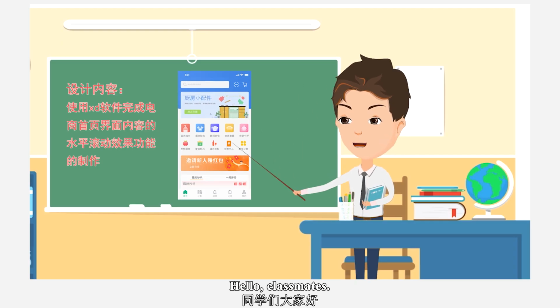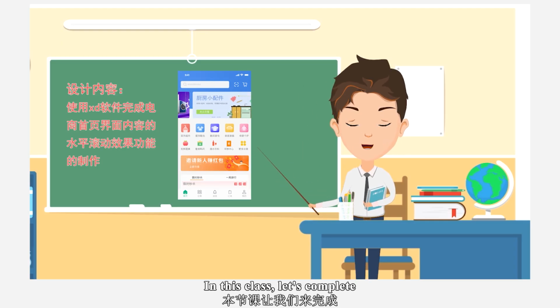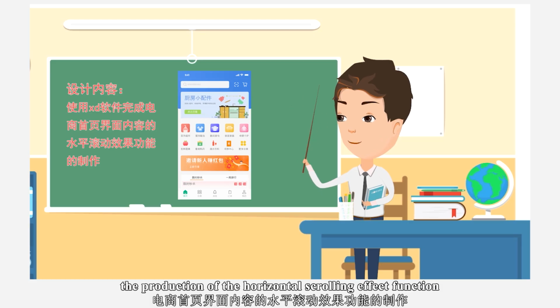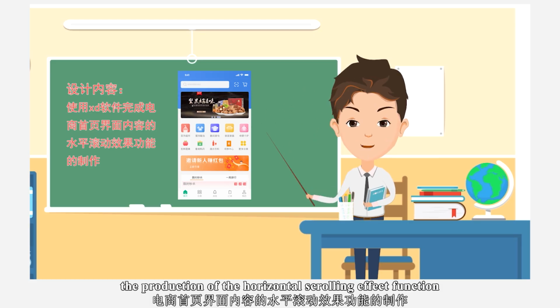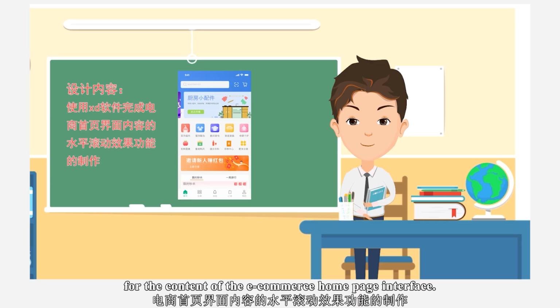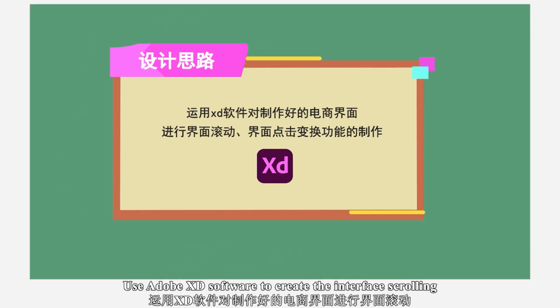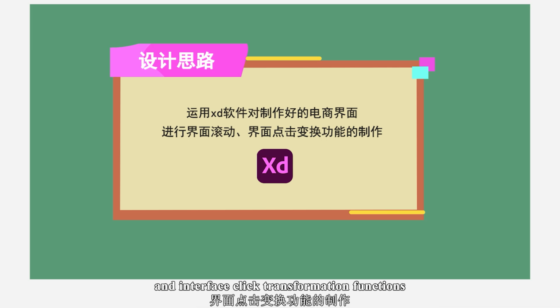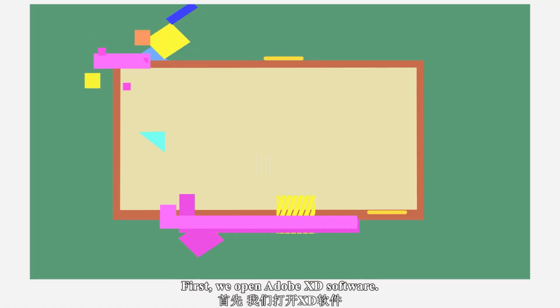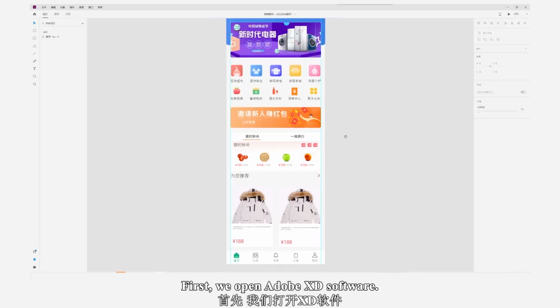Hello, classmates. In this class, let's complete the production of the horizontal scrolling effect function for the content of the e-commerce homepage interface. Use Adobe XD software to create the interface scrolling and interface click transformation functions for the prepared e-commerce interface.